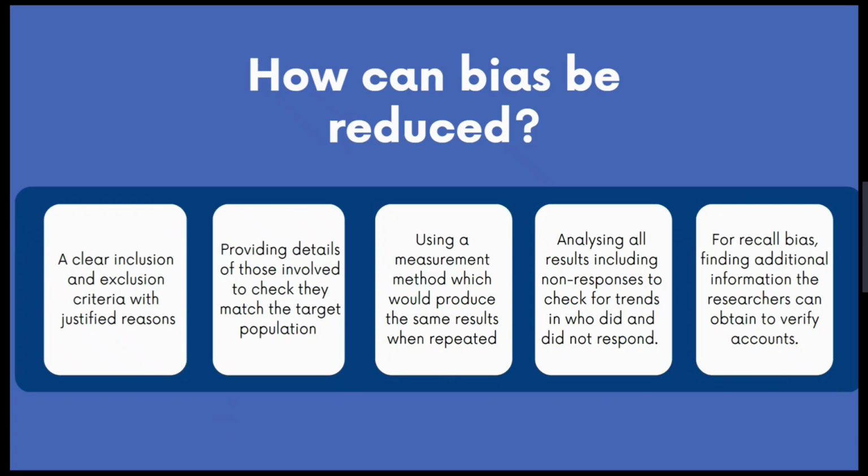There are a number of ways the researchers can try to reduce the risk of bias. This includes providing as much detail and information as possible, such as tables with the characteristics of the participants, having a clear inclusion and exclusion criteria with justified reasons, and using a valid and reliable measurement.